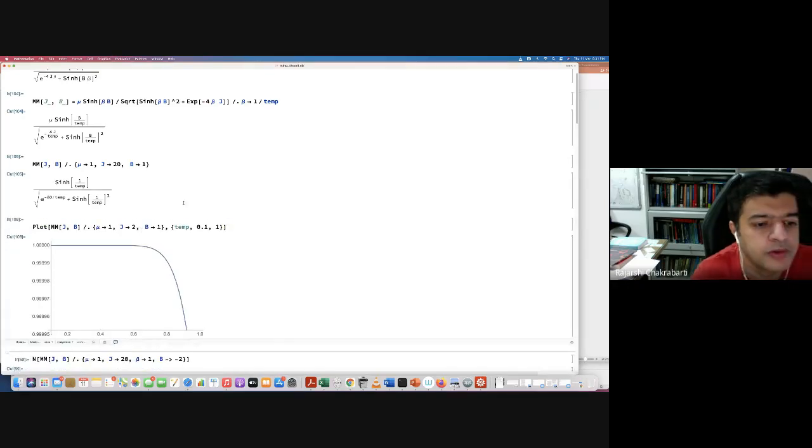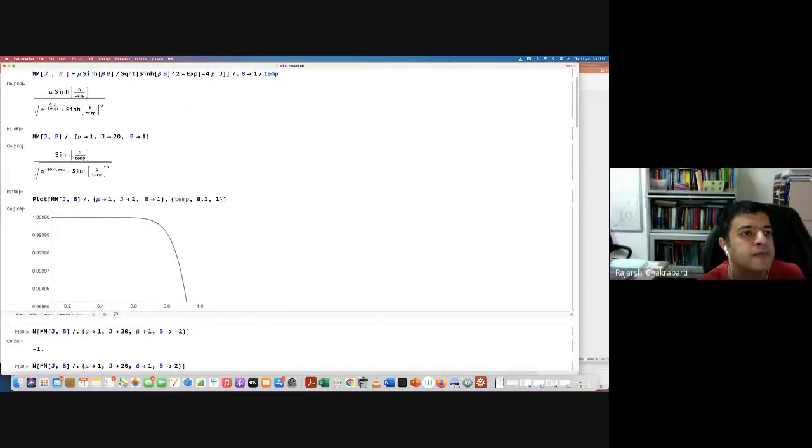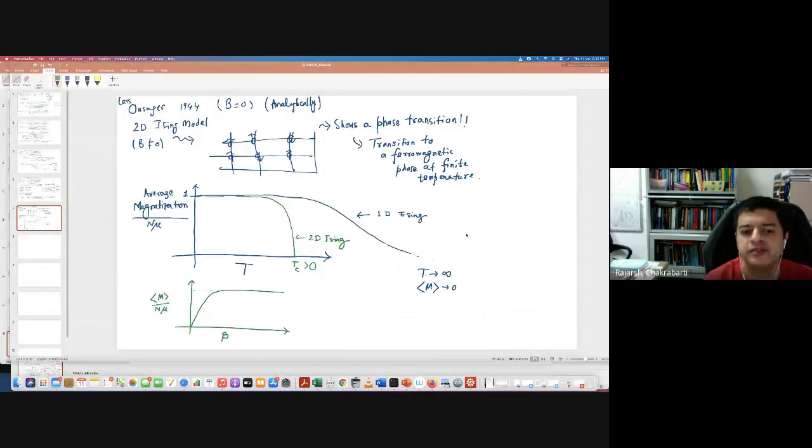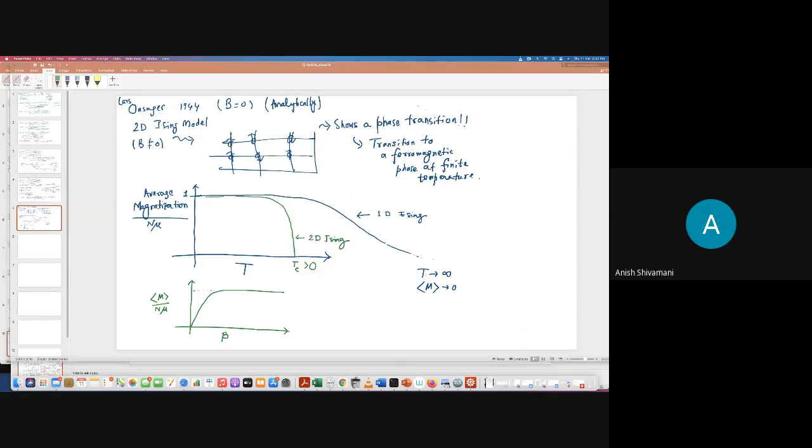So it will be something like this if I plot, isn't it? If I plot this magnetization, at very low temperature magnetization is 1, and then it drops and goes like this. I think this plot is fine, no, Anish? I'm just thinking. If you consider a temperature less than Tc, the 1D Ising magnetization should in principle be lesser than the 2D Ising, because the 2D Ising is in the ferromagnetic phase.